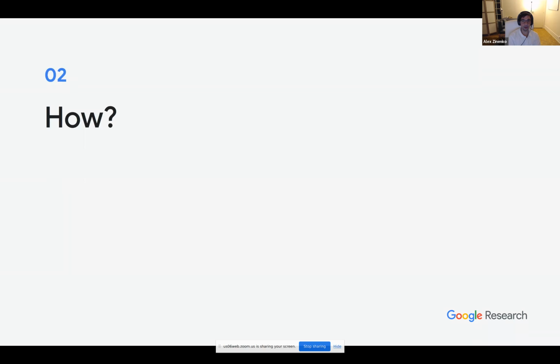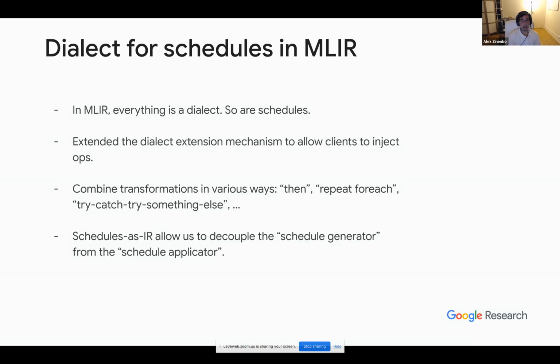So now let's say there is enough good reasons to actually have this in the infrastructure. It doesn't mean everything should use it. Let's see how this can be done. And so far, I have been talking about schedules and DSLs and tools, but in MLIR, everything is a dialect. Basically, when you come to MLIR and want to model something, you do a dialect. So logically, schedules in MLIR are also a dialect.